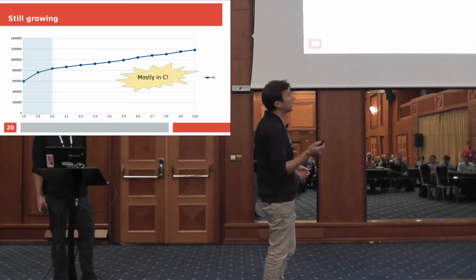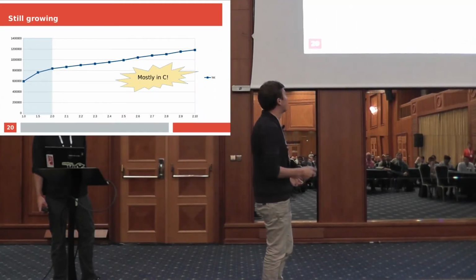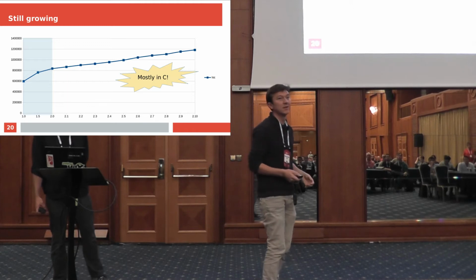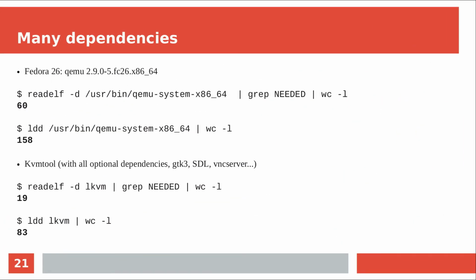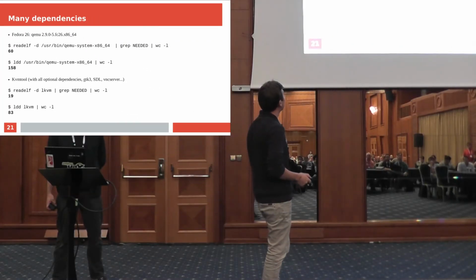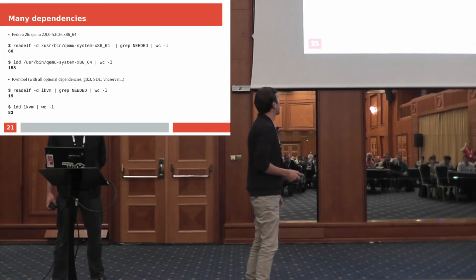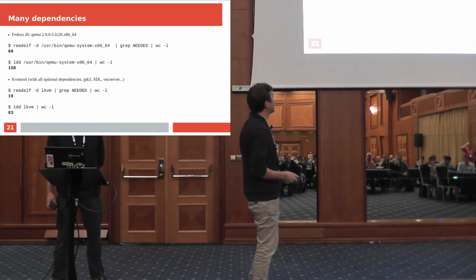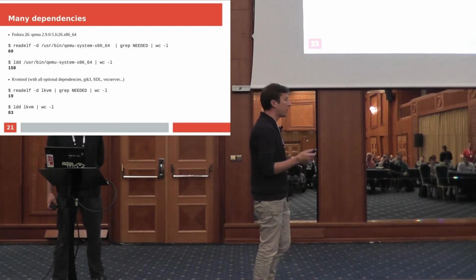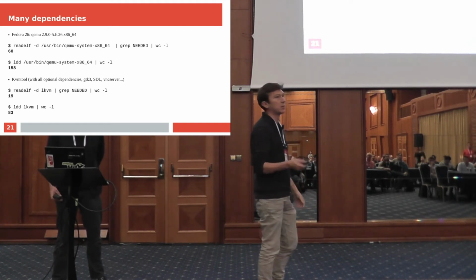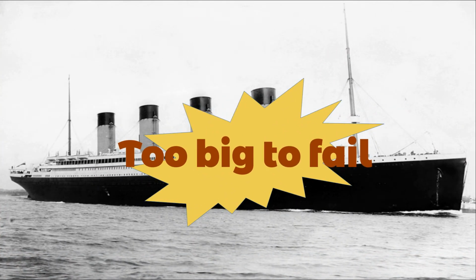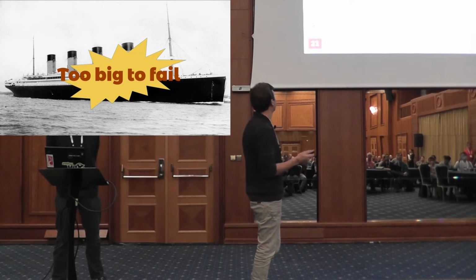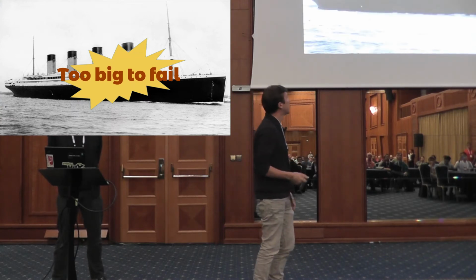And so we can see the trend, it's not over. And we are writing this code in C. What could go wrong? Yeah, we have about 60 direct dependencies, and a total of almost 160 indirect dependencies, and there are probably more than that if you think about what can run dynamically. KVM tool only uses 19, even with all the options on. So yeah, that's what I think.